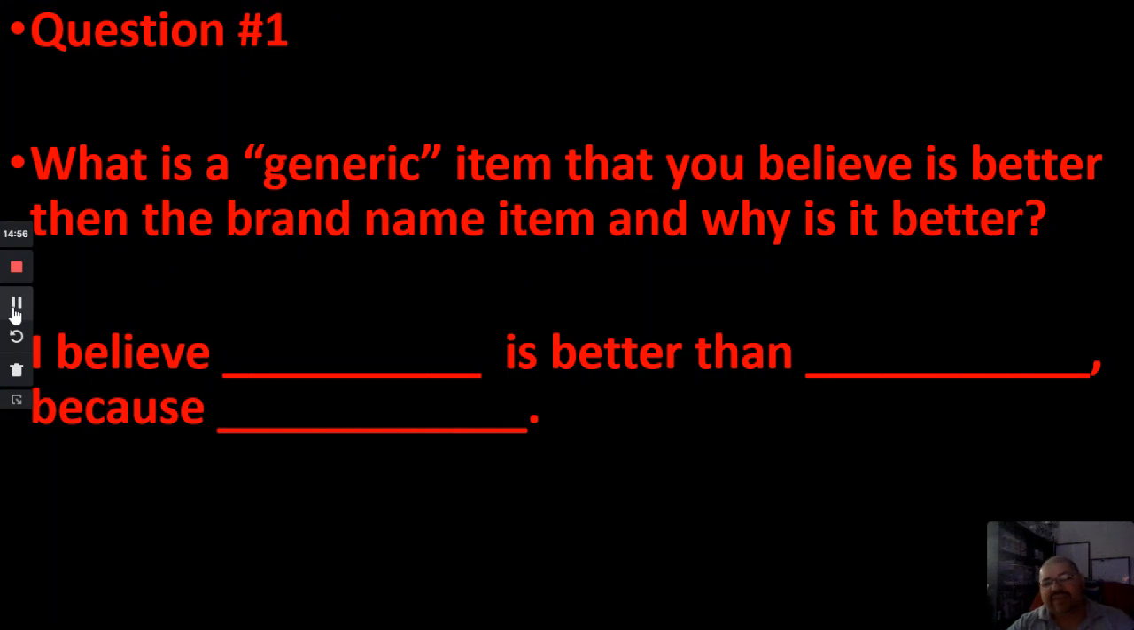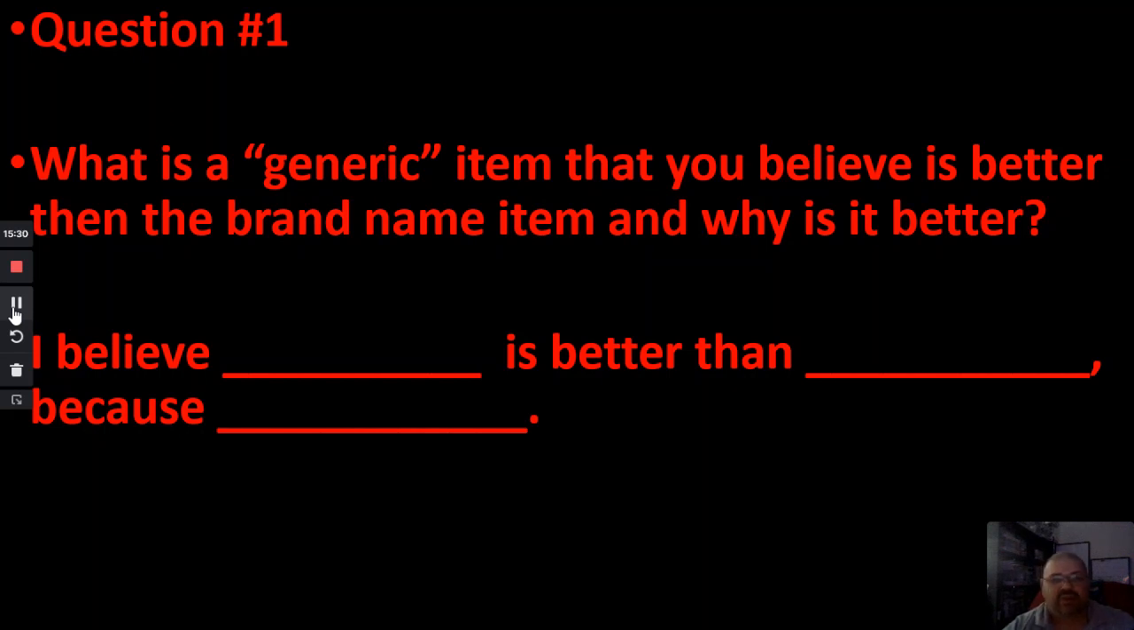Now, here's my question to you. What is a generic item that you believe is better than the brand name? So think about stuff like clothing. When people say, "Oh man, J's are the best," well, yeah, they're nice and great and all that, but there's some other shoes you can wear that are just as good. So think about that. Think of clothing, food, appliances, things like that.